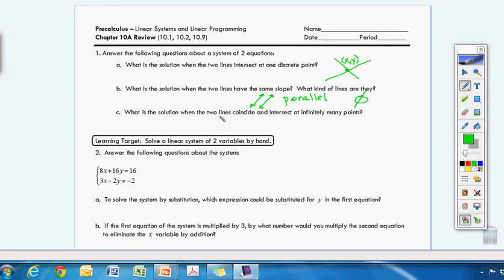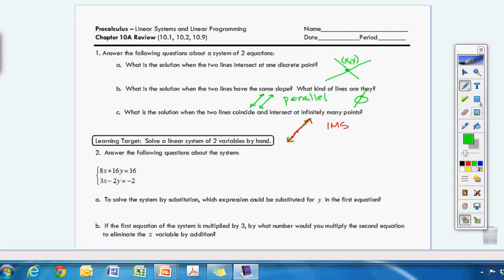What is the solution when the two lines coincide and intersect at infinitely many points? So when it's coinciding, that means that the lines are directly on top of each other, which means that every single point is a solution. And if you can continue to keep going and going, you have your infinitely many solutions.